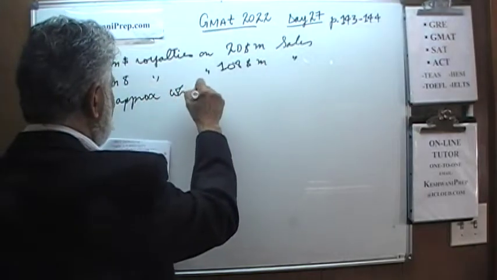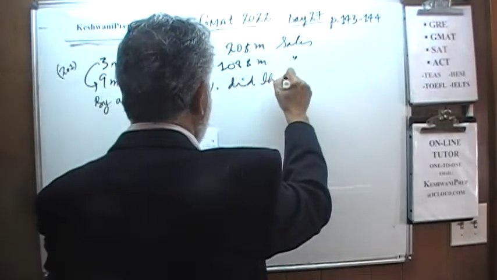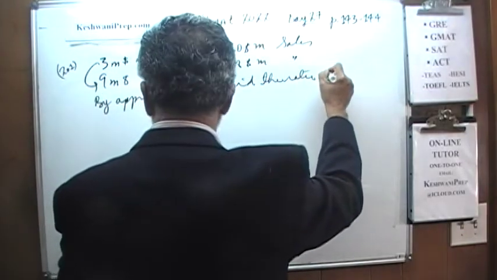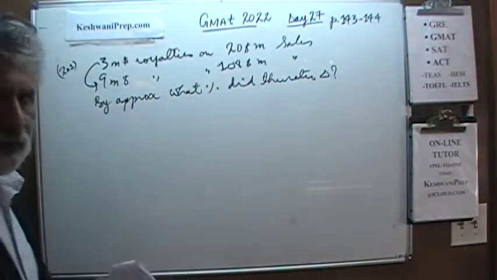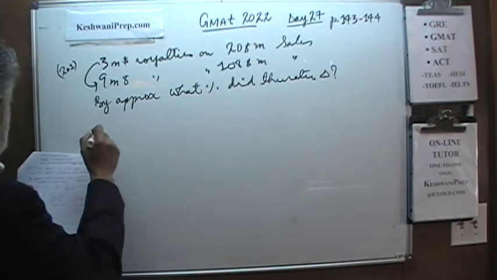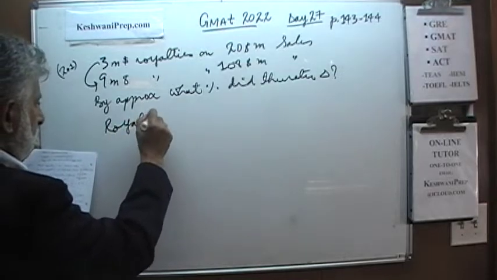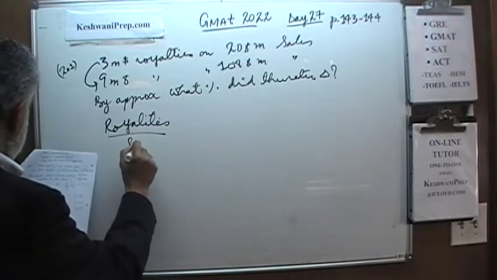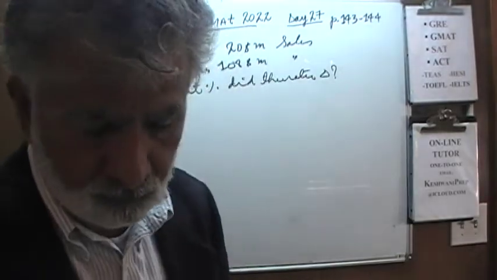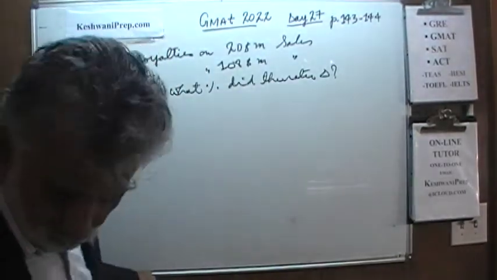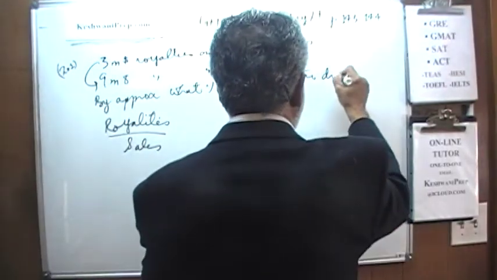The question simply is, by approximately what percentage did the ratio of royalties to sales drop? It says by approximately what percentage did it drop? Let's take a look at it.